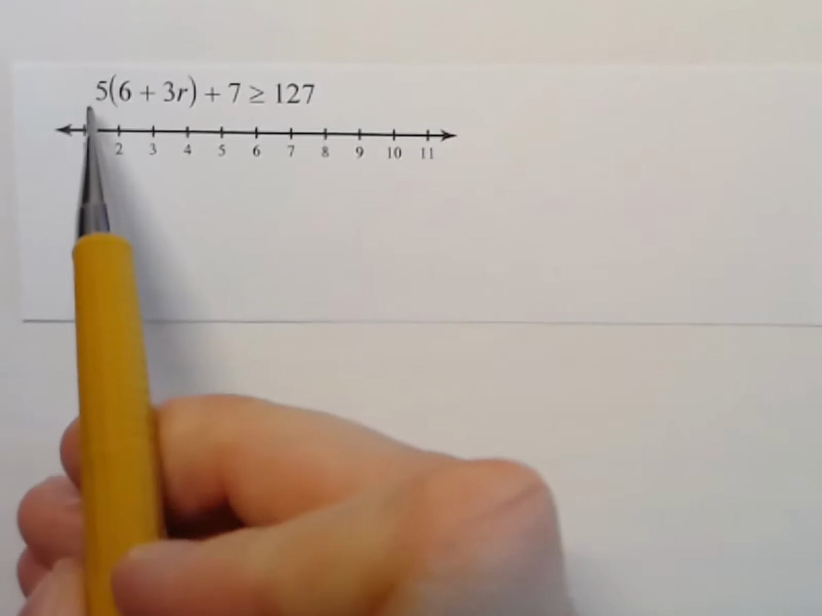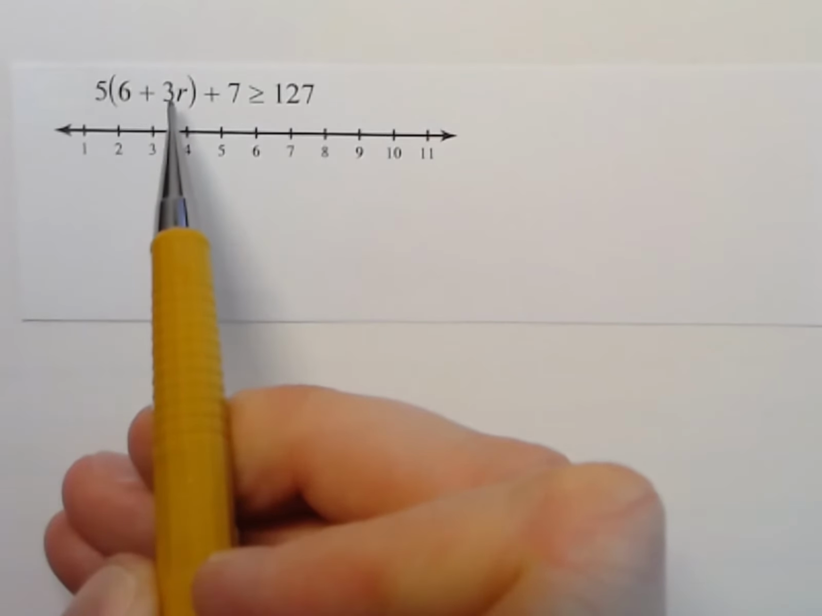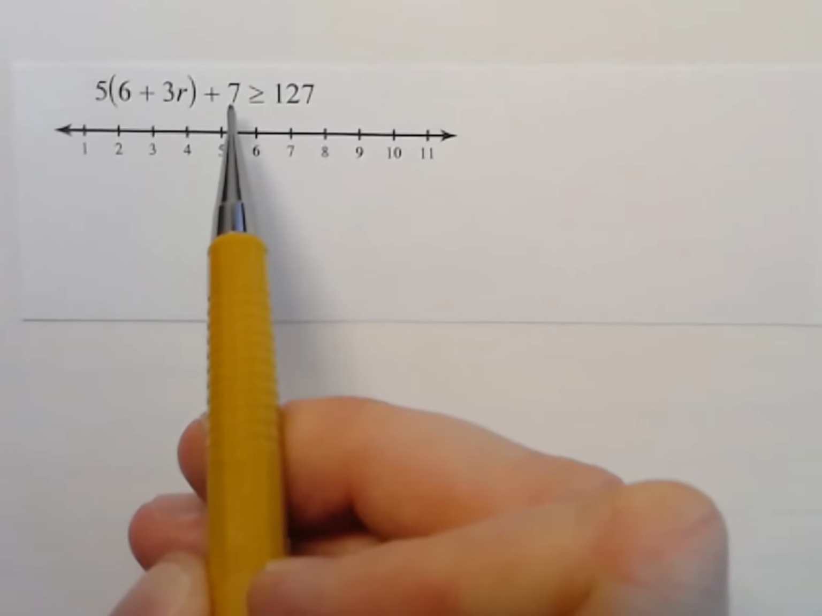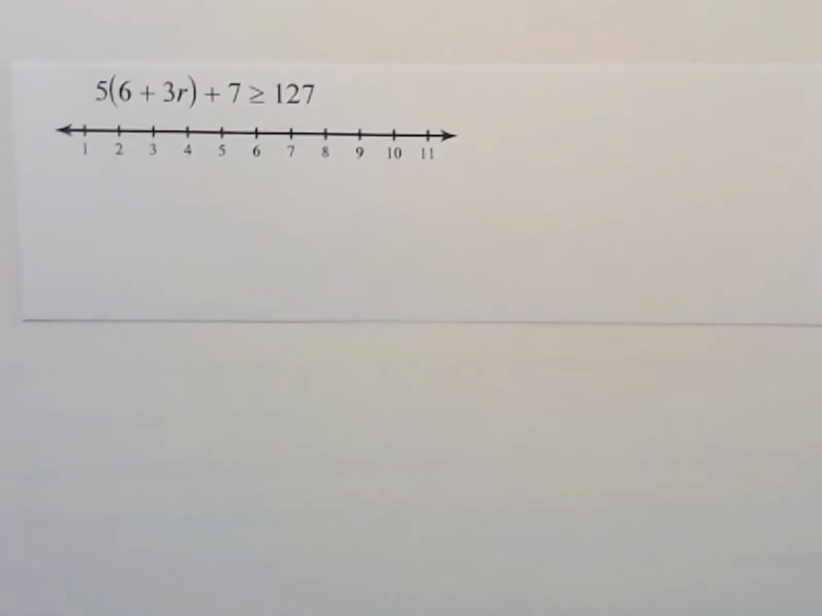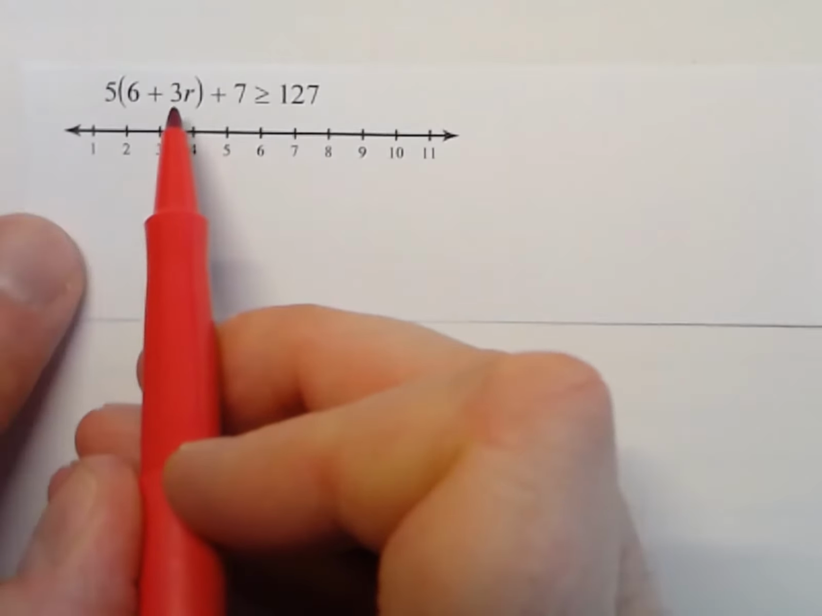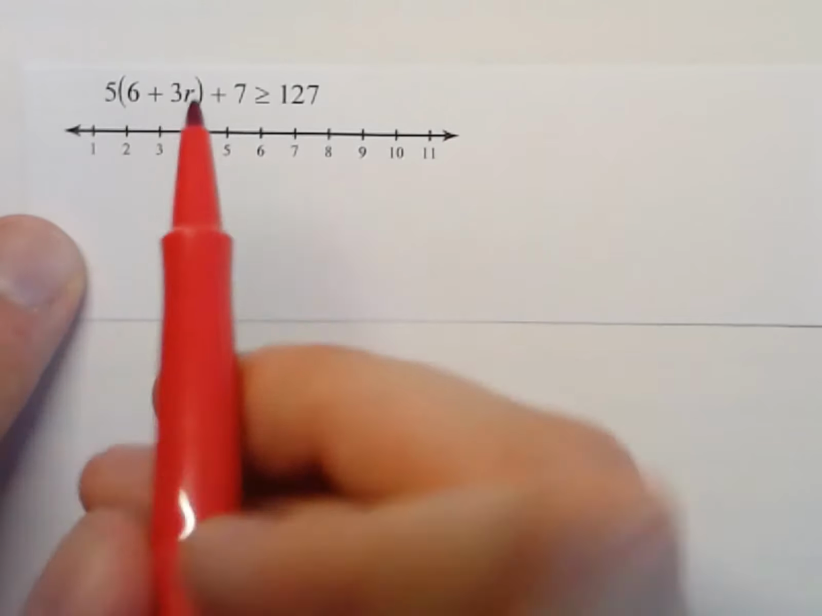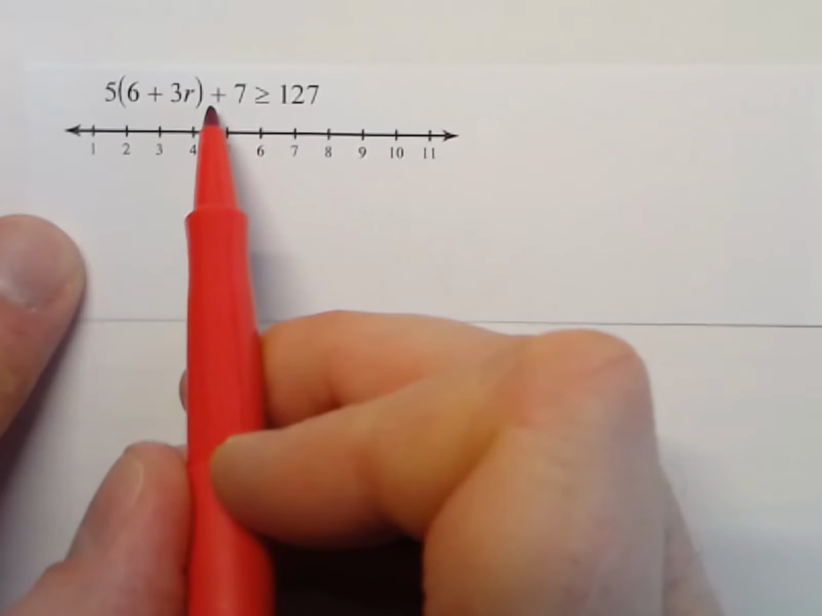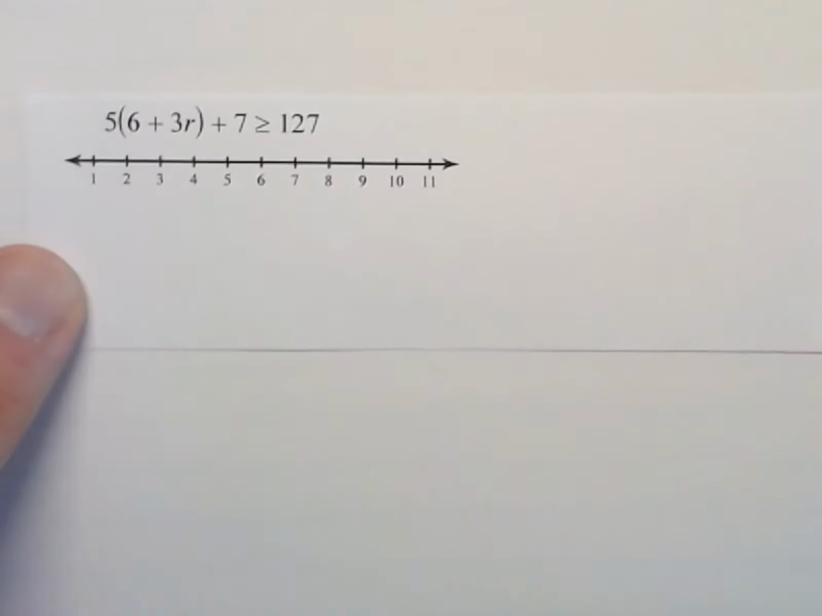So 5 times the quantity 6 plus 3r, plus 7 is greater than or equal to 127. So don't miss the obvious stuff. Obviously the r is in here. We could go about this a couple of different ways. I'm going to say if we look here, subtracting a 7. Now of course you could go ahead and distribute, but you don't have to do that.